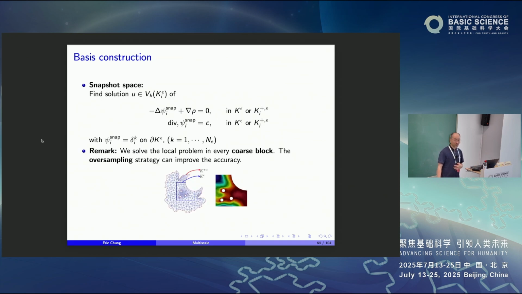And then for the basis construction, this follows the same methodology that I mentioned. We first start with the snapshot space. Again, this is a library of functions. And this is how we do it. We basically consider a coarse cell. Then we solve the system of equations by using suitable boundary conditions. And we do this to build a library of solutions.